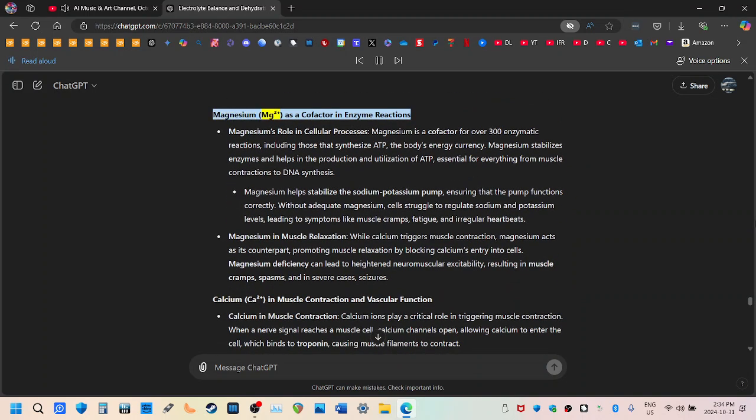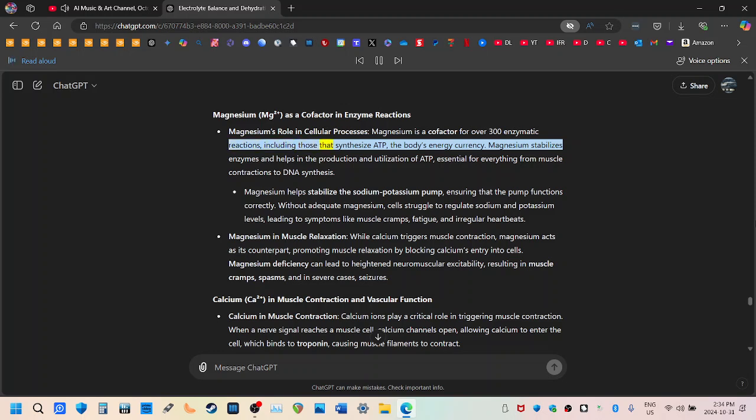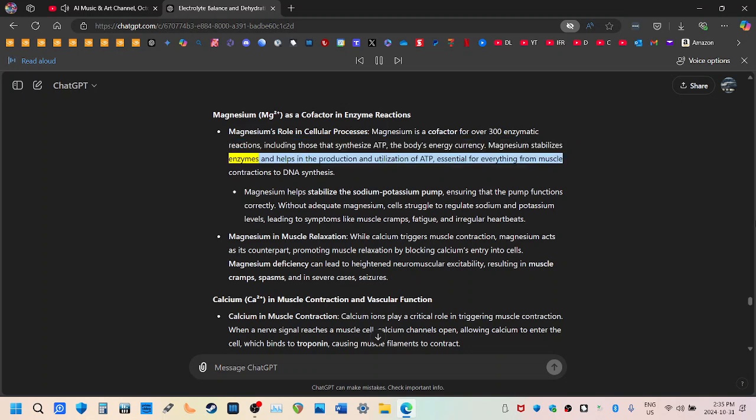Magnesium (Mg²⁺) as a cofactor in enzyme reactions. Magnesium's role in cellular processes. Magnesium is a cofactor for over 300 enzymatic reactions, including those that synthesize ATP, the body's energy currency. Magnesium stabilizes enzymes and helps in the production and utilization of ATP, essential for everything from muscle contractions to DNA synthesis.